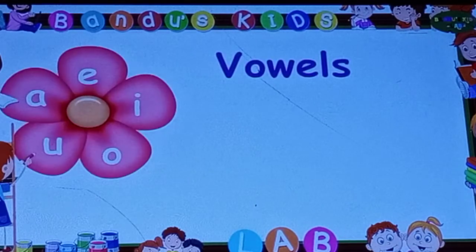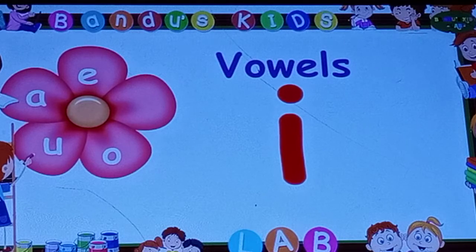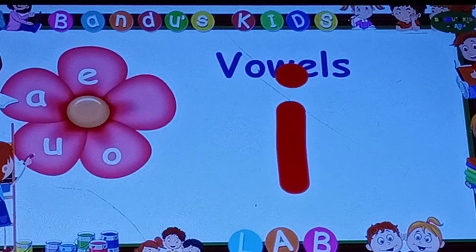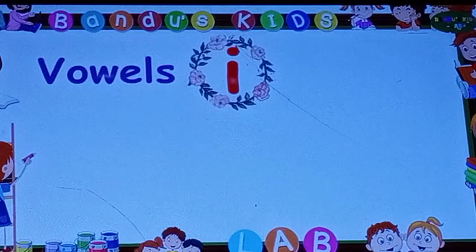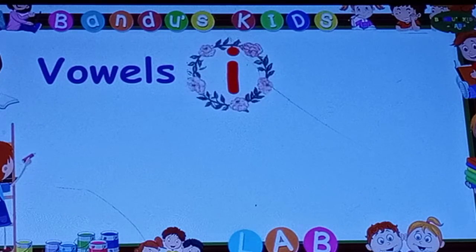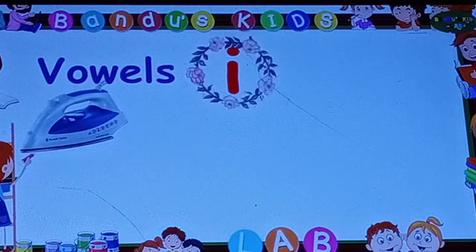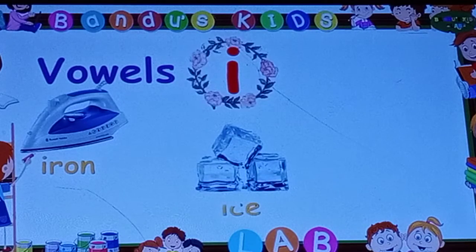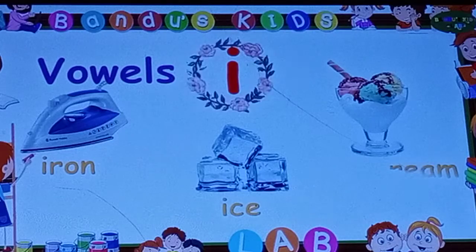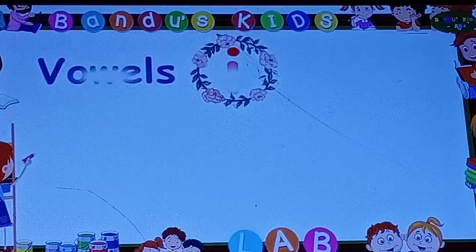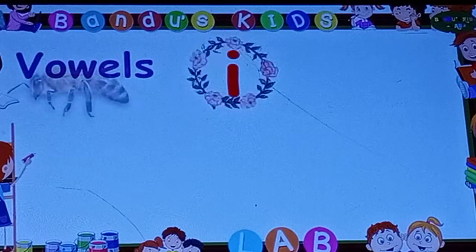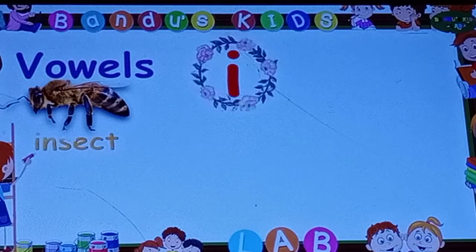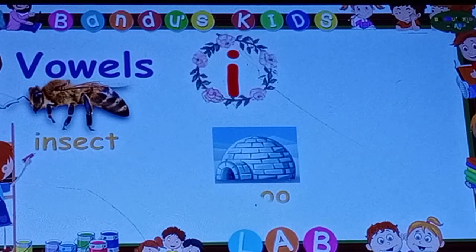Now let's take the third vowel. The third vowel is I. It also makes two sounds. The first one is I, like iron, ice, ice cream. And the second one is I, like insect, igloo, ink.